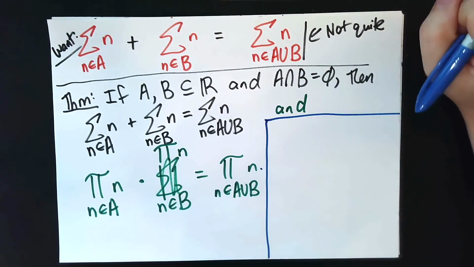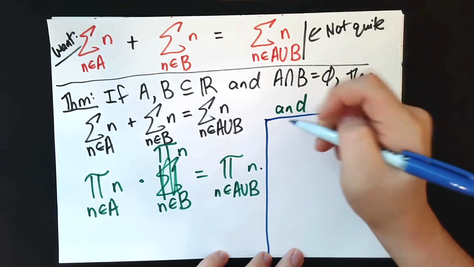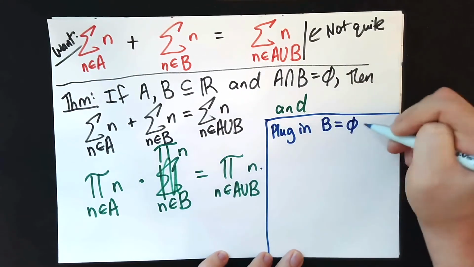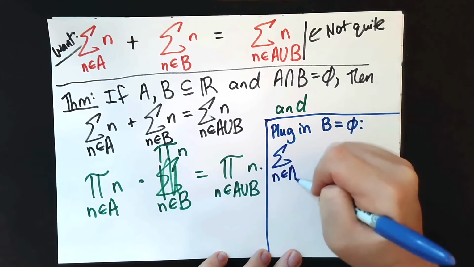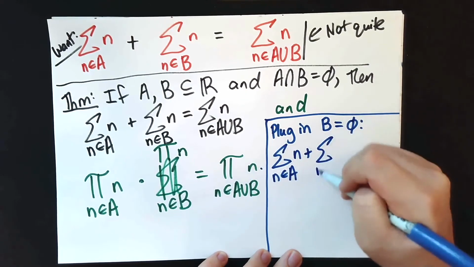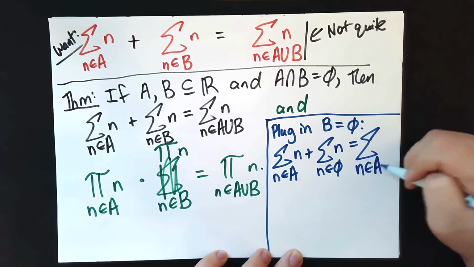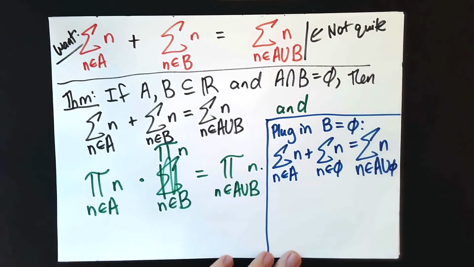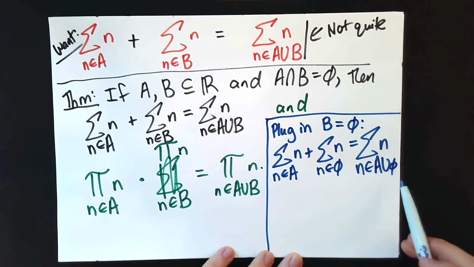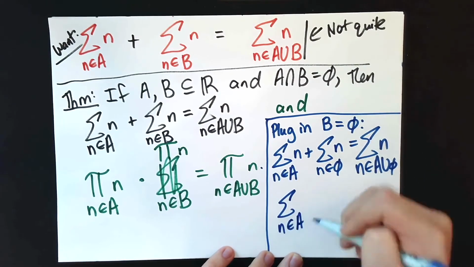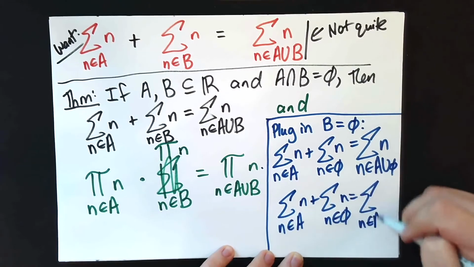And here's what it has to do with empty products and empty sums. Namely, I'm going to take these 2 formulas, and I'm going to plug in the set B equal to the empty set. In the first line, what am I going to get? I'm going to get the sum across n in A of n plus the sum across n in the empty set of n is equal to the sum across n in A union the empty set of n. I can simplify this piece a tiny bit because A union the empty set is just A. So this will be the sum across n in A of n plus the sum across n in the empty set of n is equal to the sum across n in A of n.